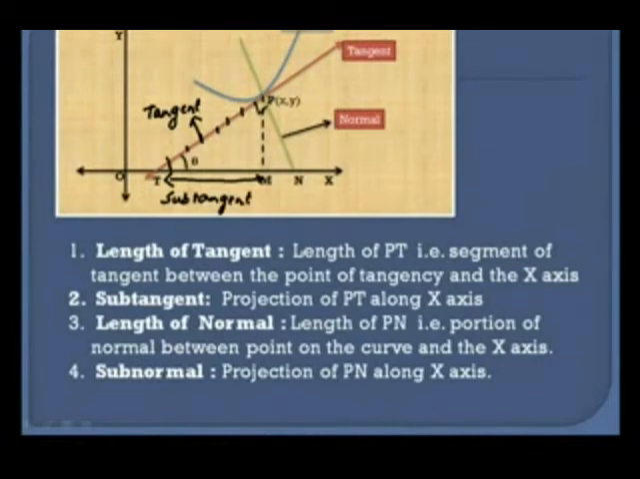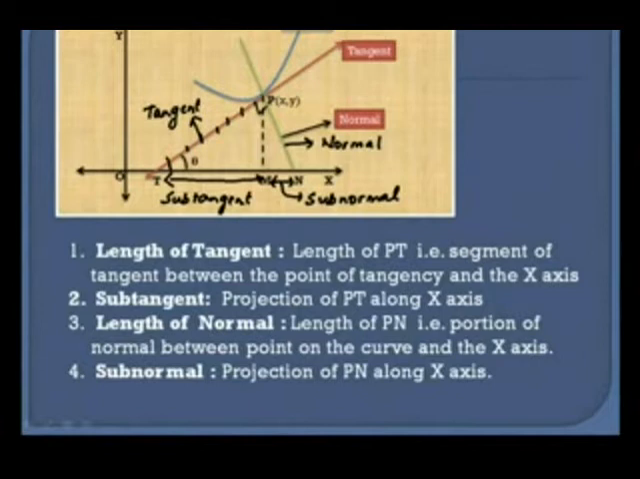Now what is length of normal? Length of normal is the portion between the point on the curve and the x-axis. So PN represents the length of normal. And what do we mean by subnormal? It is the projection of normal along the x-axis. So this distance represents subnormal. This portion represents the length of tangent. This portion represents the subtangent. This portion represents the length of normal, and this portion represents the length of subnormal.